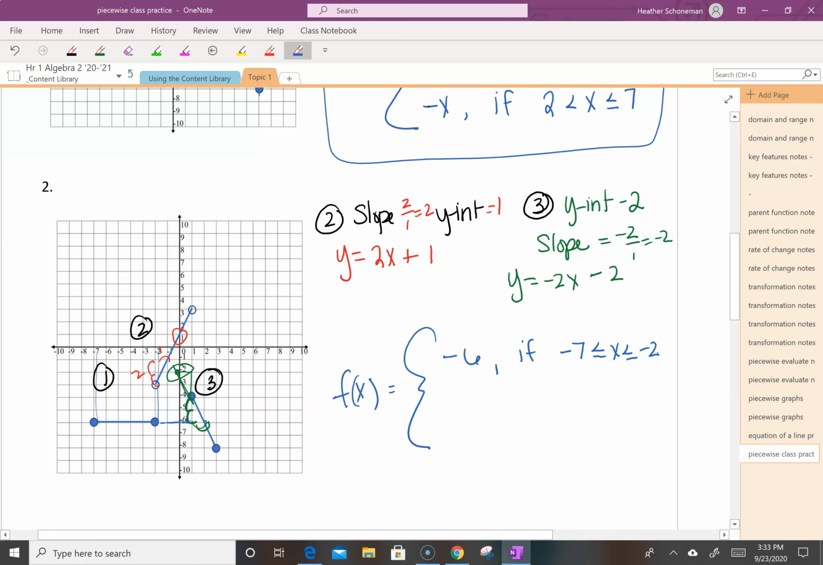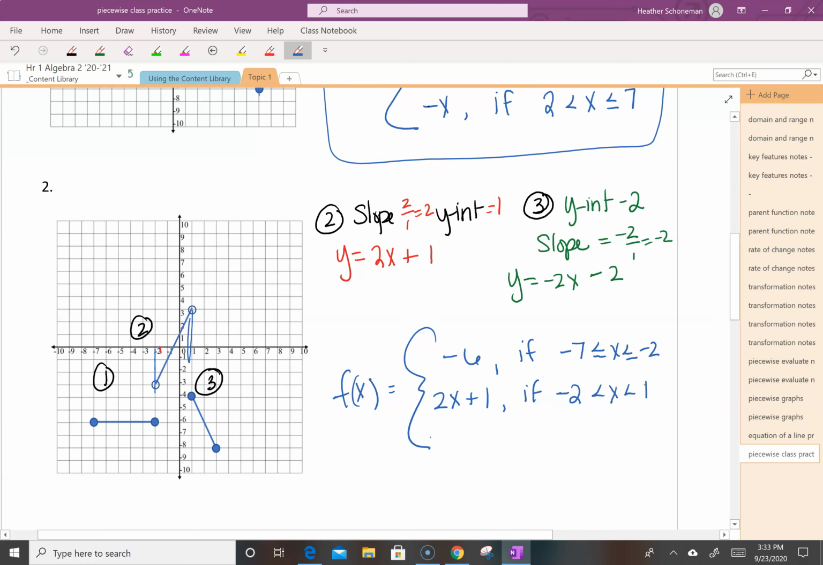Okay, now I need equation 2. Equation 2 is what we wrote in red: 2x plus 1 if... okay, read the domain. My graph's getting pretty busy. Let's erase some of this. My domain, -2 to 1.